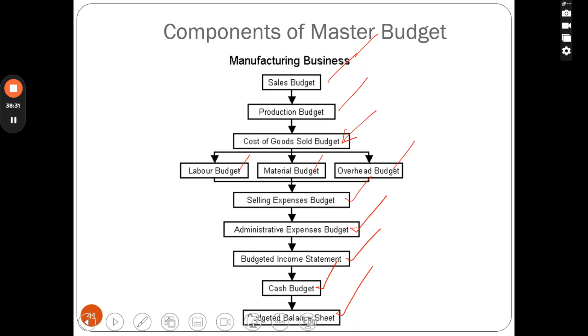Okay, so that's it about the concepts of budgeting, and we will start with budgeting methodologies in the next video.